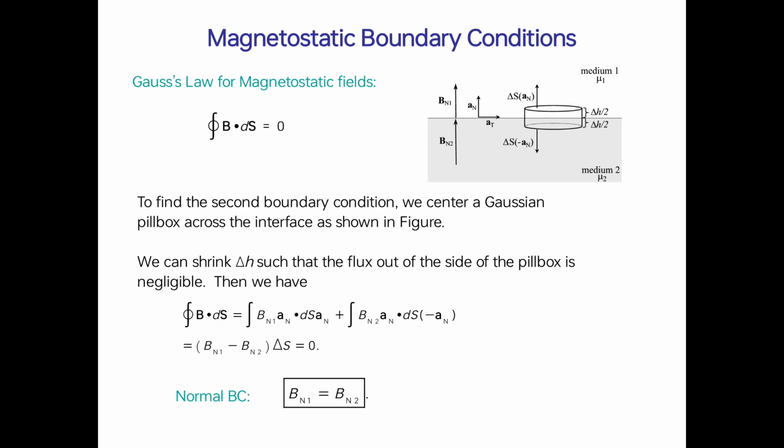From Gauss's law, we are going to find the magnetostatic field boundary condition. The integral of B dot ds is equal to 0. To find the second boundary condition, we center a Gaussian pillbox across the interface. We can shrink del h such that flux out of the side of the pillbox is negligible. Then the closed integral of B dot ds is equal to Bn1 an into ds plus Bn2 in direction minus an into ds. So we will get Bn1 minus Bn2 into del s equal to 0. That represents Bn1 equal to Bn2.